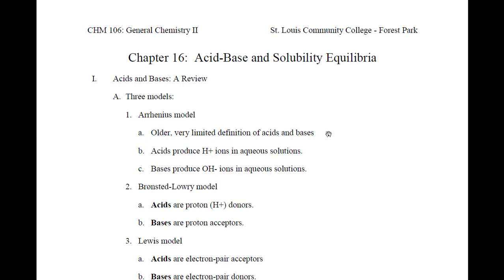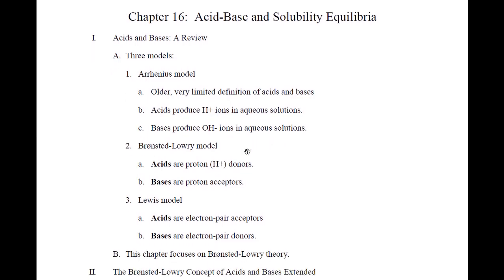A review of acids and bases. There are three main models of acid and base theory. The original was the Arrhenius model. It's an older, very limited definition of acids and bases, wherein acids are substances that produce hydrogen ions, and bases are substances that produce hydroxide ions in aqueous solutions. The picture is more complicated than that, though.